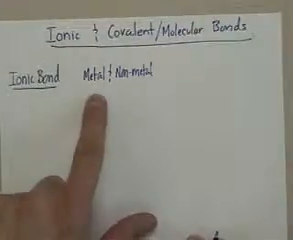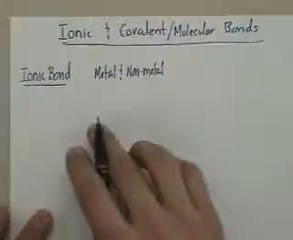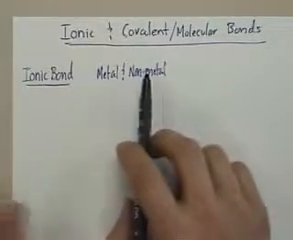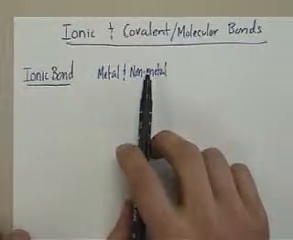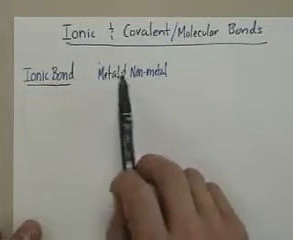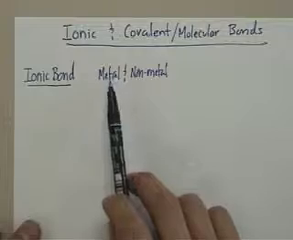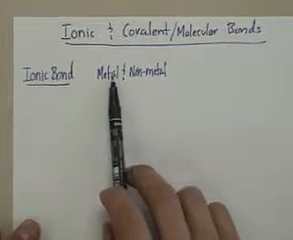Okay, so all you have to do is, if you're being given two elements and they're bonding, you just have to identify if one's a metal and one's a non-metal, and if it is, then it's an ionic bond. Metals always tend to be on the left, non-metals always tend to be on the right, and you're always going to keep the more positive object to the left.